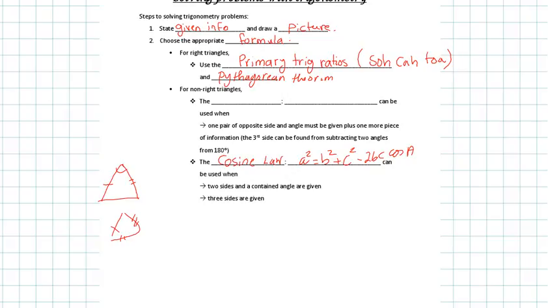Now for the sine law, you must have an angle and its opposite side. This is a must. So you must have an angle and its opposite side. They must be given to you. And then either another angle or another side. Doesn't matter.